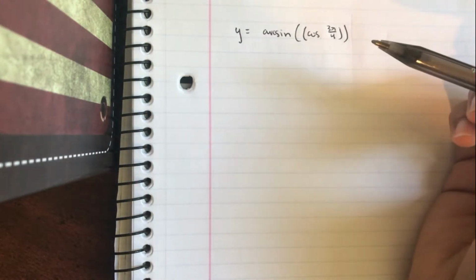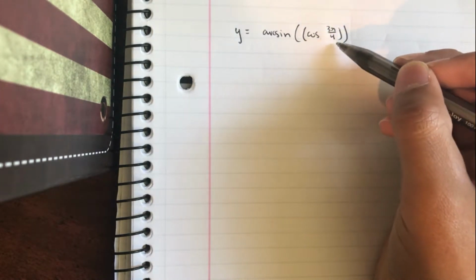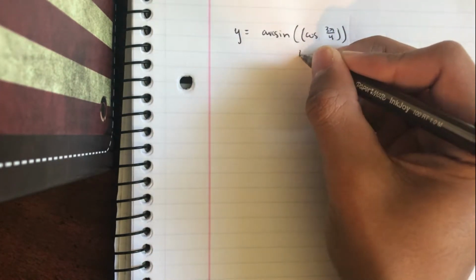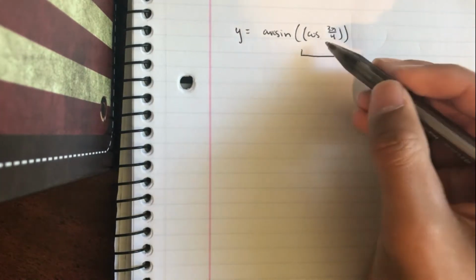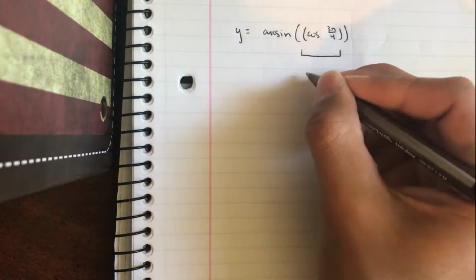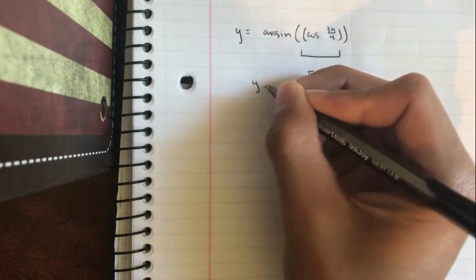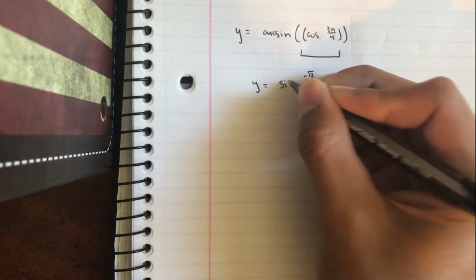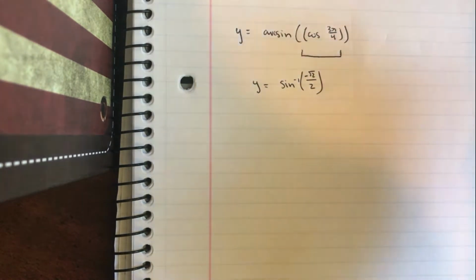Okay, so take this problem for example. Inverse sine of cosine at 3 pi over 4. You want to do what's inside the parentheses first. So cosine at 3 pi over 4 is negative square root of 2 over 2. And that leaves you with y equals inverse sine of negative square root of 2 over 2.